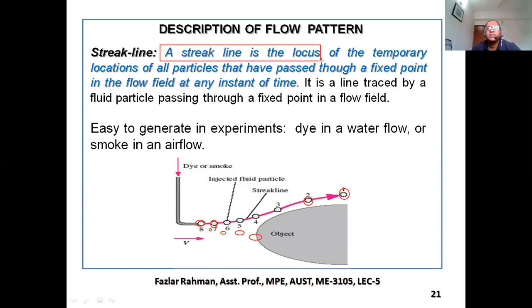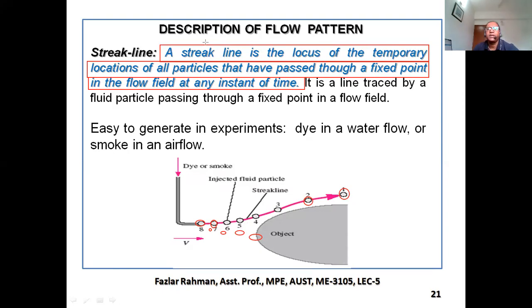A streak line is the locus of the temporary locations of all particles that have passed through a fixed point in the flow field at any instant of time. So how do you see it here? All the fluid elements are passing through a fixed point. That is the main definition.